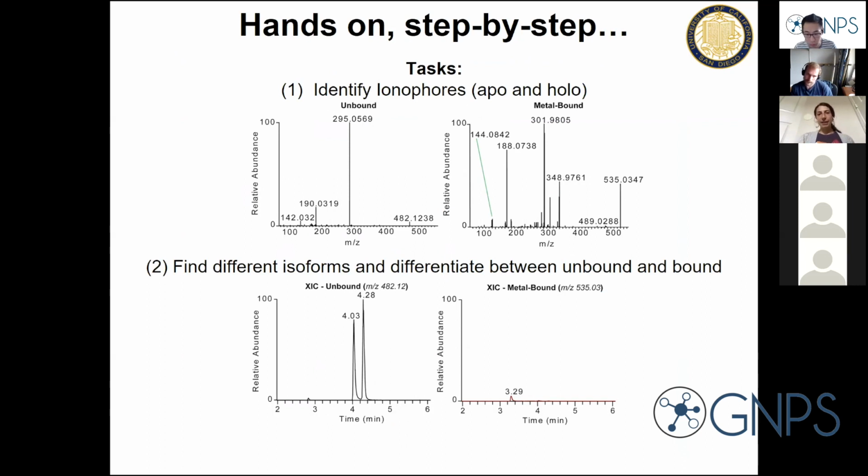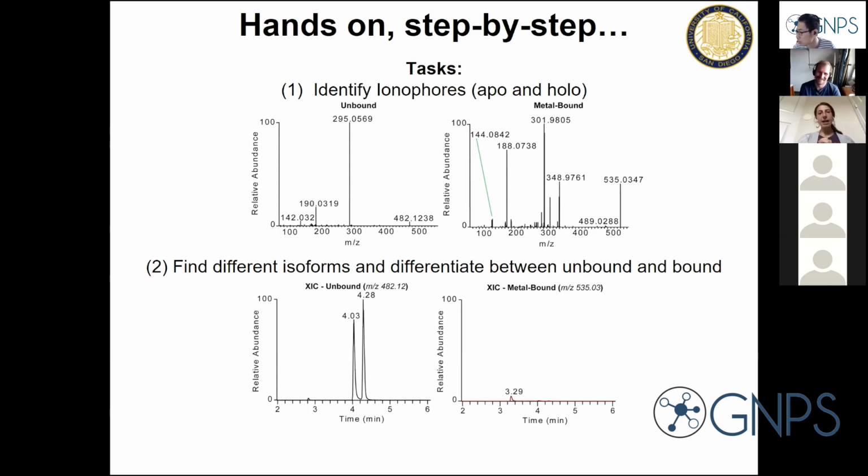Okay, but so for this workshop today, and then for the next two workshops, we're going to be doing some tasks. And so really the goal of all of this processing that we're going to be doing today and tomorrow is to first identify ionophores, potentially Yersinia-bactin, but maybe some others.